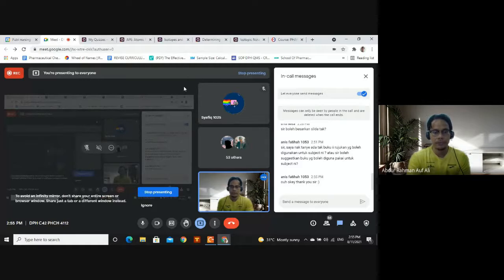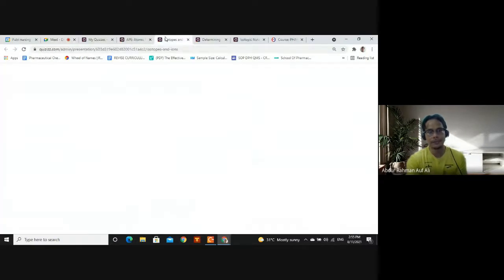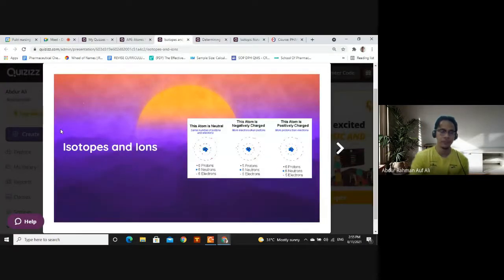Apa saya nak buat tadi? Sambung, yes. Sambung our lecture. Isotopes and ions. Alright, so in the beginning tadi, saya ada mention that different properties of atoms akan affect macam mana dia bertindak balas. Okay, so now this is the first step into understanding what are the properties. So this subtopic nama dia adalah isotopes and ions.